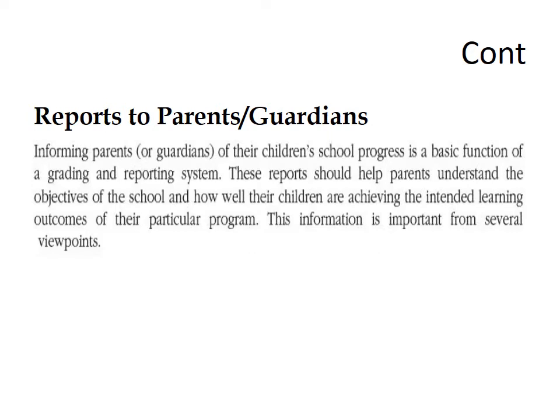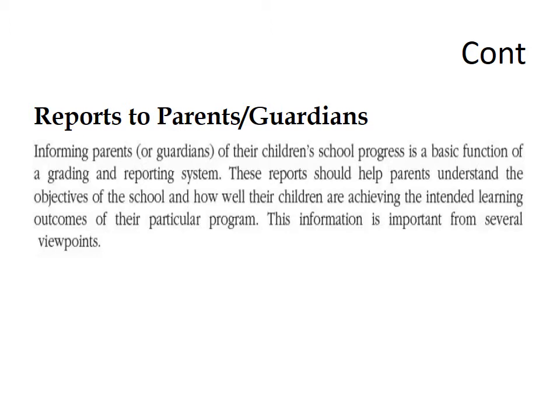Second function is report to parents or guardians. Informing parents or guardians of their children's school progress is a basic function of any grading and reporting system. These reports should help parents understand the objectives of the school and how well their children are achieving the intended learning outcomes of their particular program. This information is important for parents from several points of view.